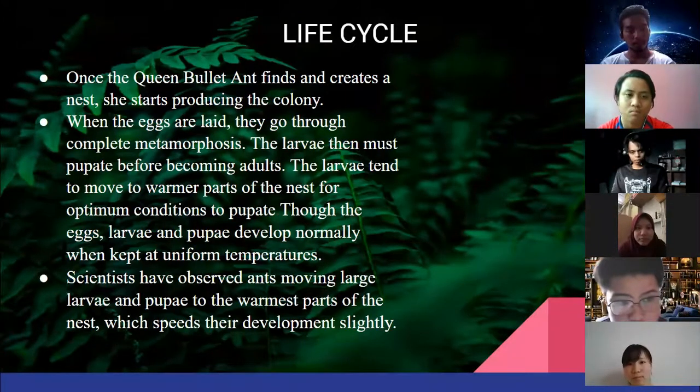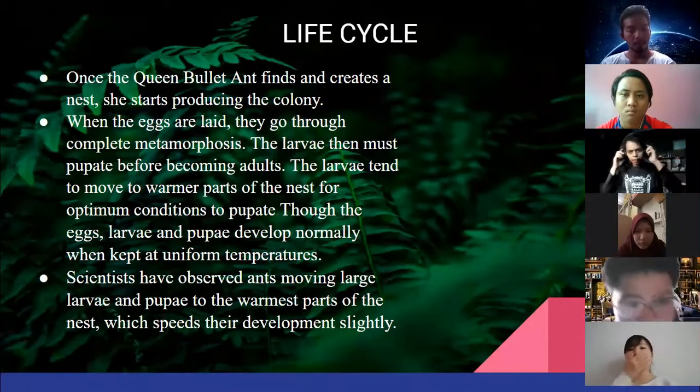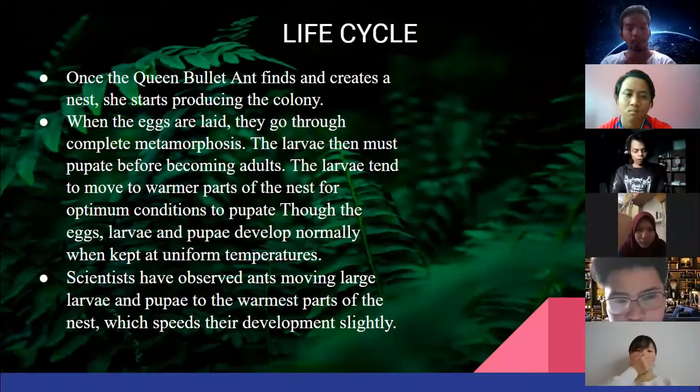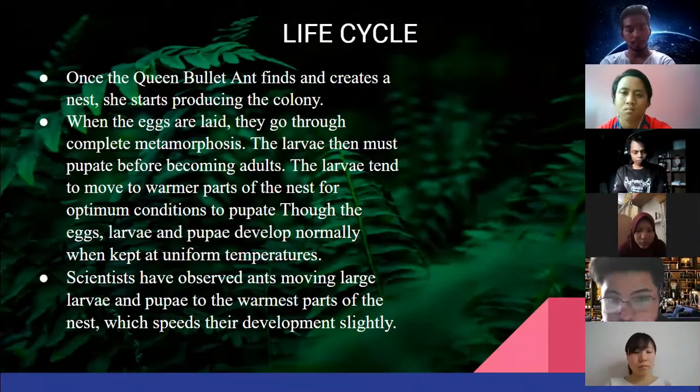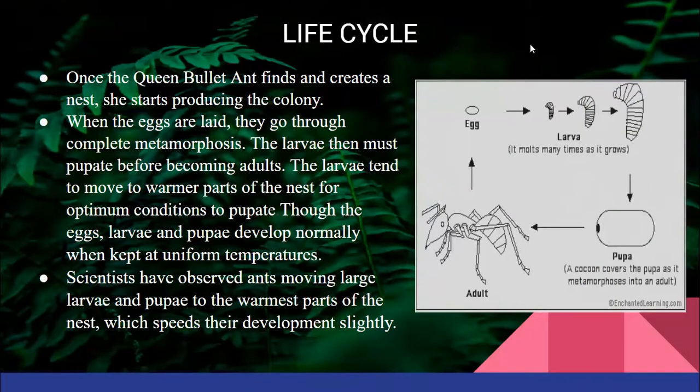Though the eggs, larvae, and pupae develop normally when kept at a uniform temperature, scientists have observed ants moving large larvae and pupae to the warmest part of the nest, which speeds their development slightly. This is the complete metamorphosis of an ant. Every ant has a similar metamorphosis, but slightly different.